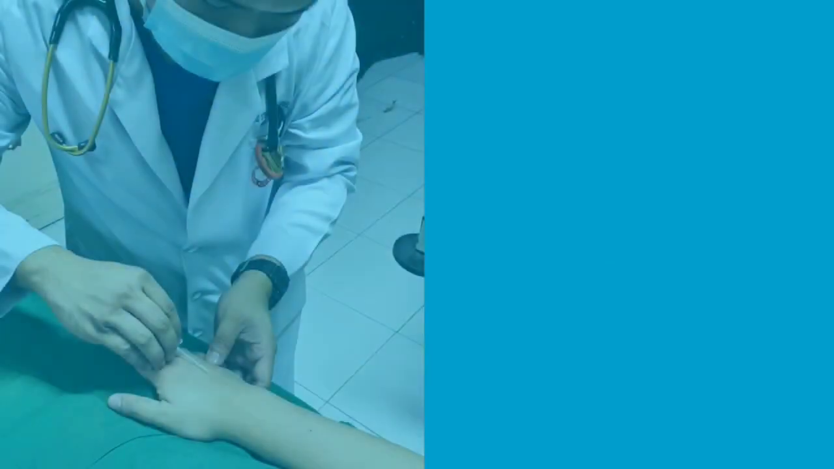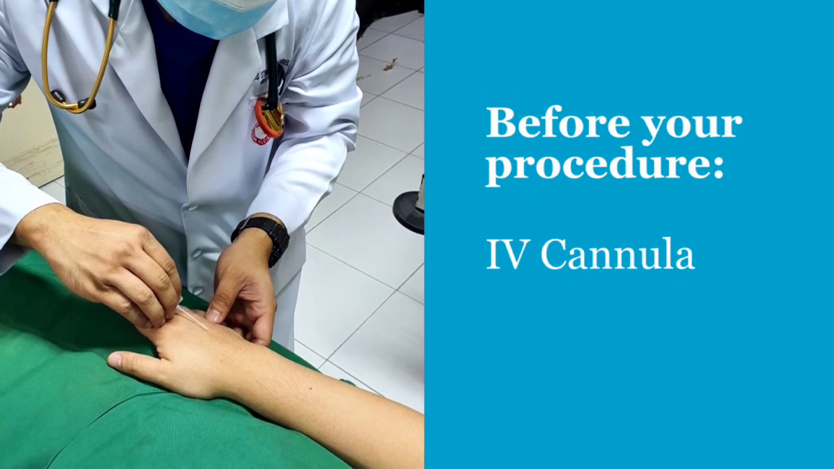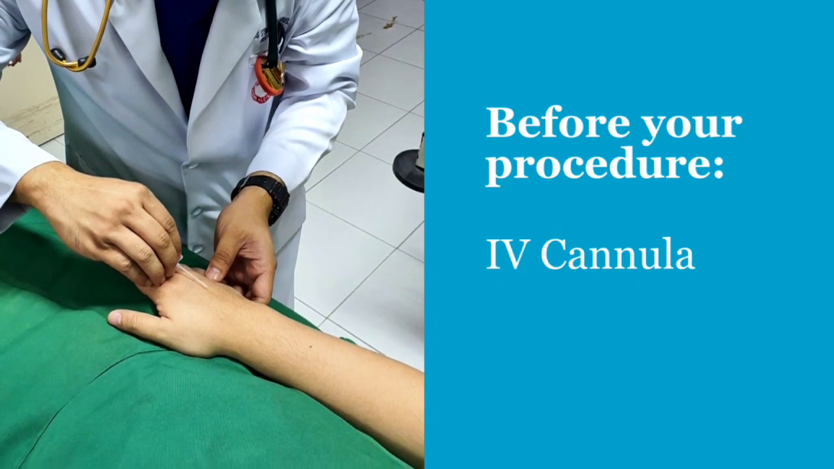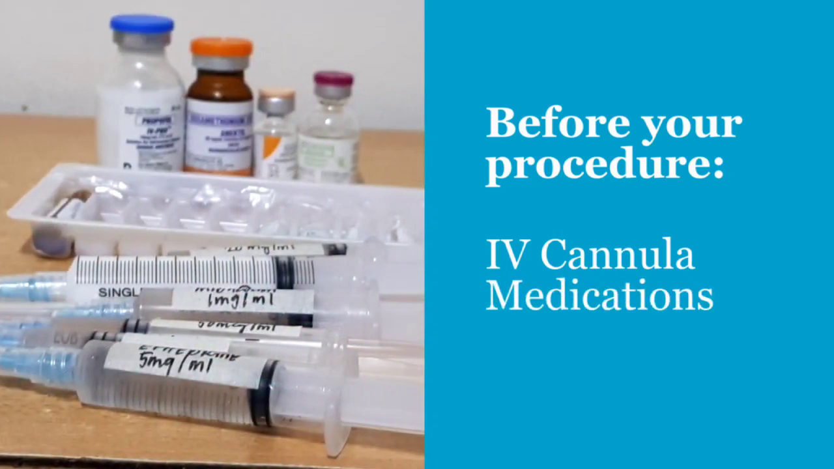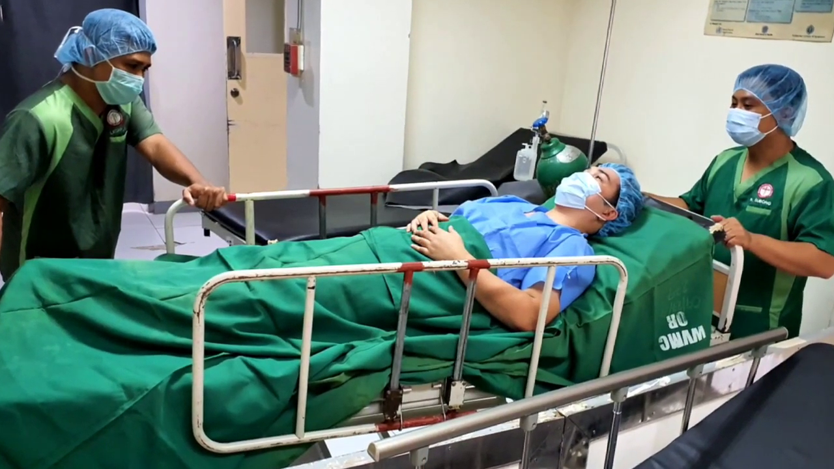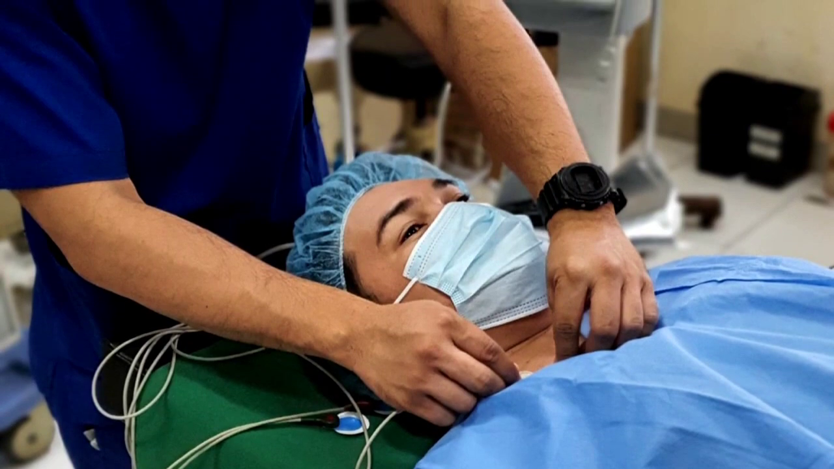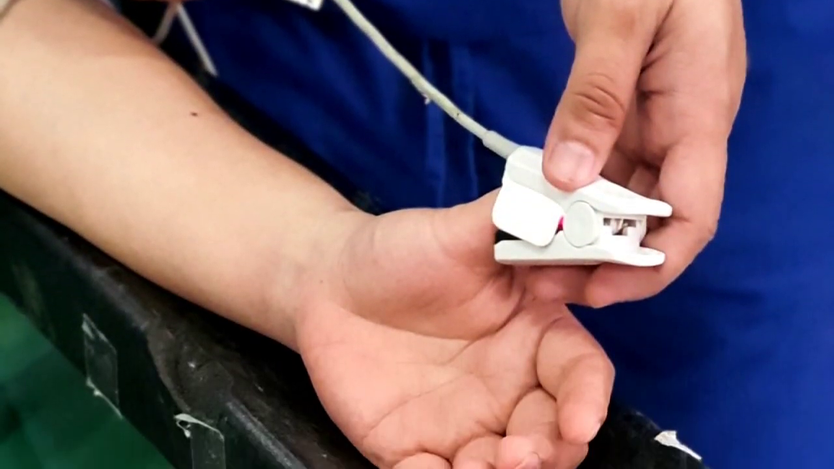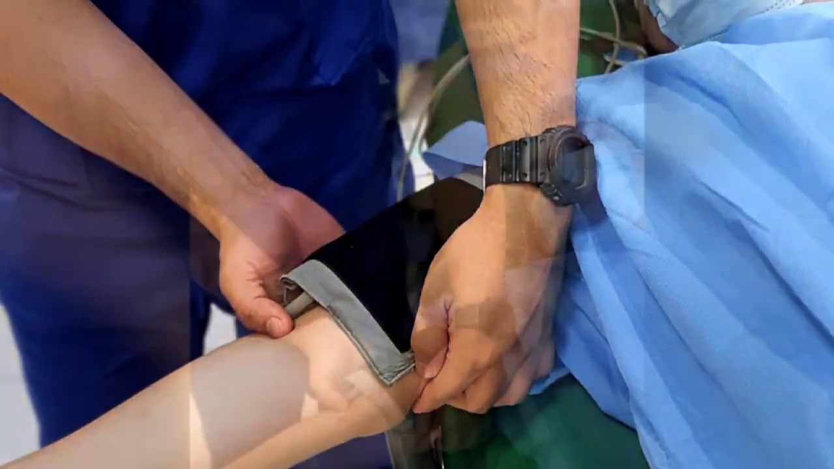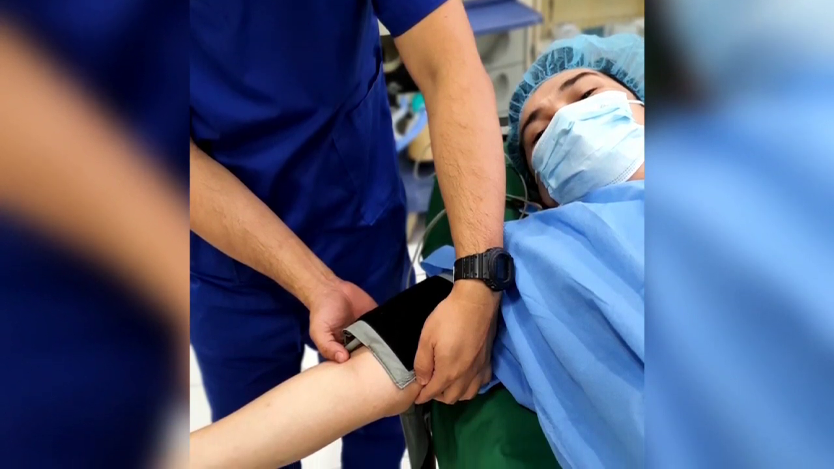Before your procedure, an IV line will be placed in a vein in your arm using a small tube called a cannula. The IV will deliver fluid and medication directly into your bloodstream. You may receive some medication to help you relax. You will be placed on the operating table and made as comfortable as possible. Sticky pads will be placed on your chest to check your heart rate, and a clip will be put on your finger to check your body's oxygen levels. These devices allow the anesthesia specialist to closely monitor your vital signs before, during, and after your procedure.